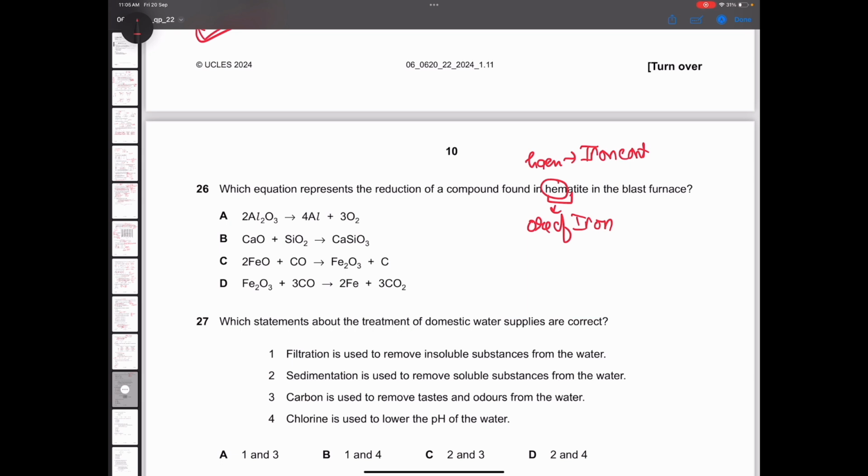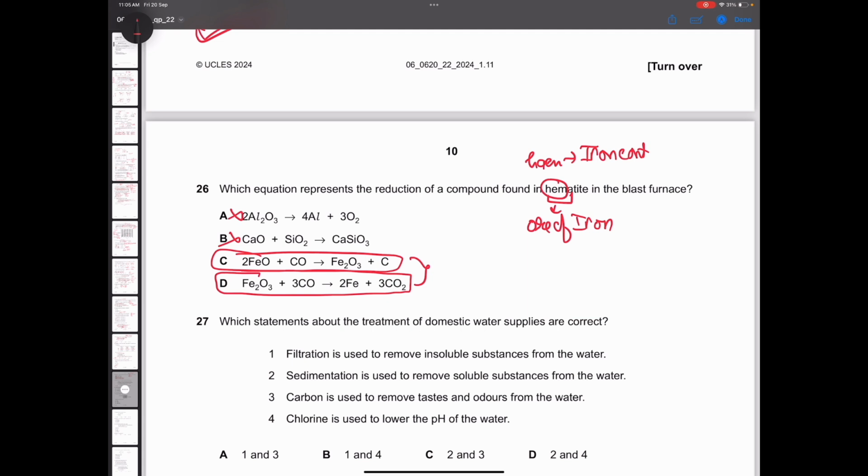So let's check. This is not iron, this is not iron. This is an equation of iron and this is an equation of iron. Now we need to see that reduction is taking place here. Also, one point: for reduction of hematite, one equation is already given in the syllabus guide, and that is one of the options out of these two. But still, let's check conceptually.